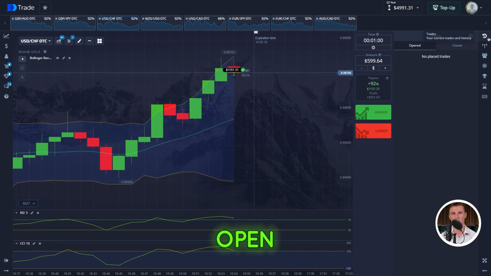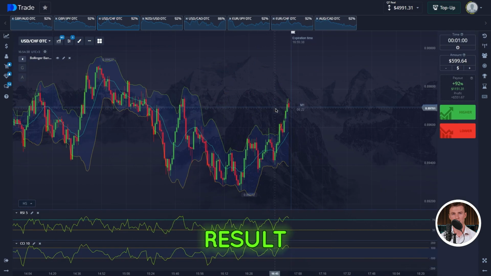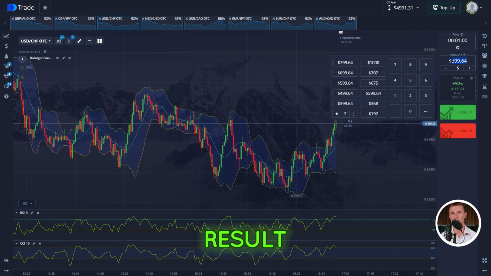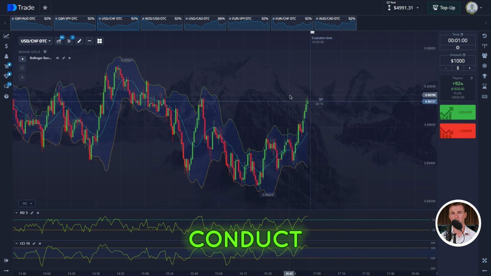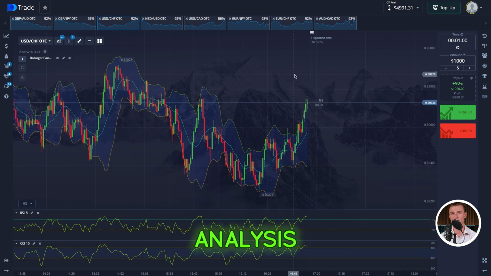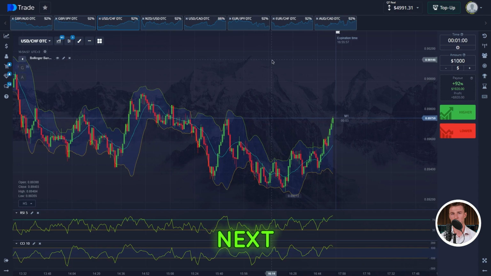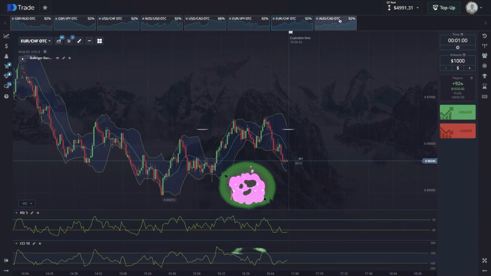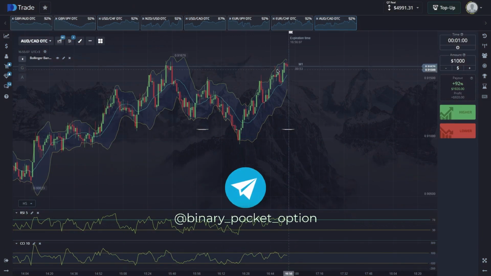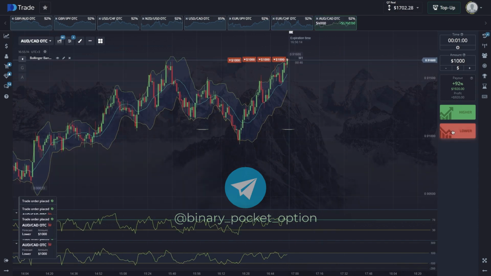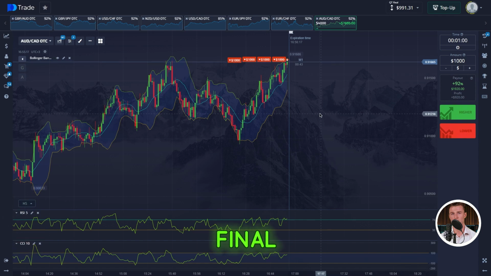Let's probably open deals to consolidate the result. 4 deals for $1,000. I think we are already completely satisfied with the result here, so we should not rush anywhere. We will conduct a thorough analysis and open the final deal. Let's start and select the next currency. And here we will open our final trades.